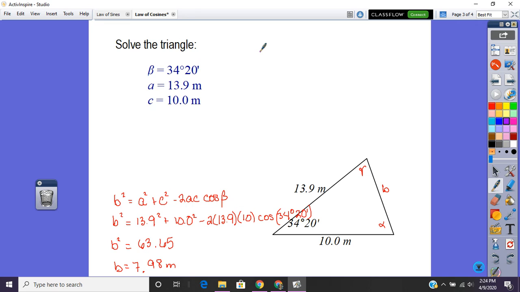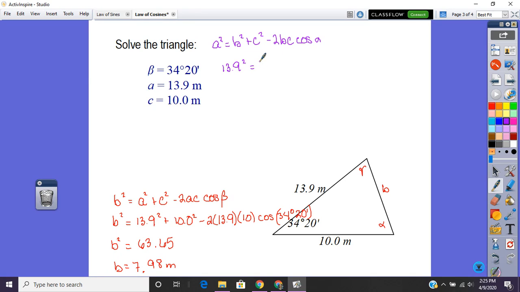All right, so let's use law of cosines with angle alpha. That means that our formula is going to be a squared equals b squared plus c squared minus 2bc cosine alpha. And like I said, you could use law of sines to solve these, but I want to show you how to solve for an angle measure using law of cosines, because you will end up having to do that at some point in time.